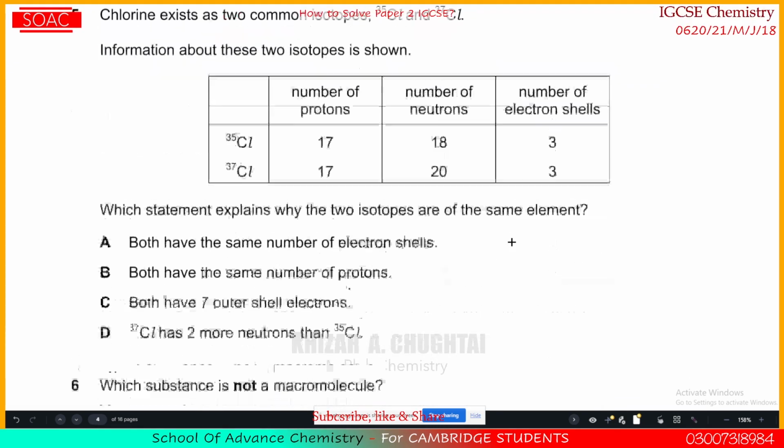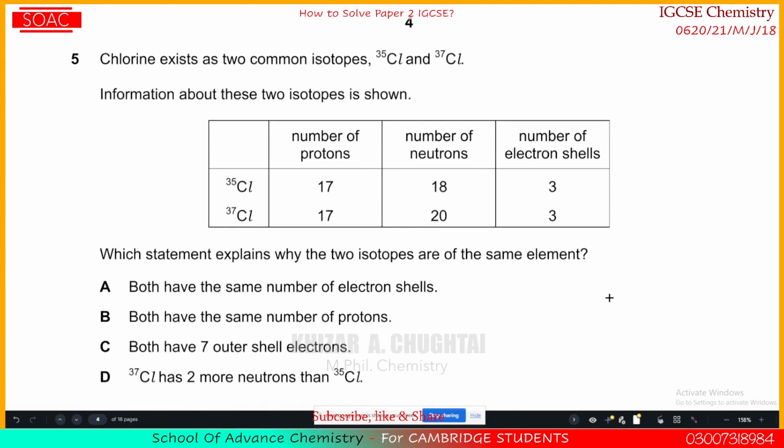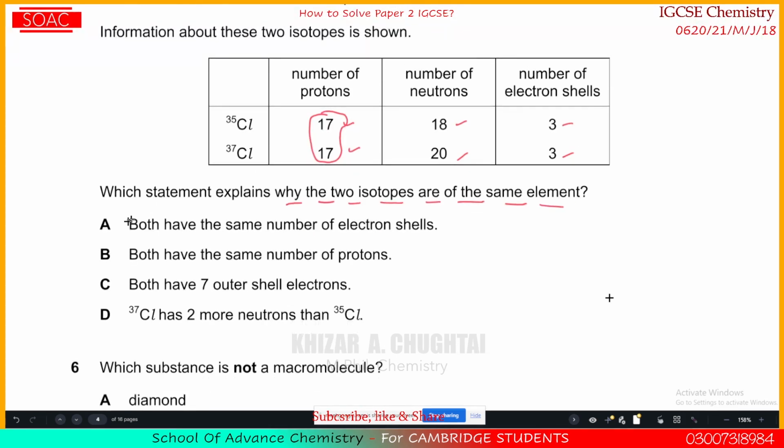Question number 5. Chlorine exists as two common isotopes, Cl-35 and Cl-37. Information about these two isotopes is shown over here: proton numbers, neutron numbers, number of shells. Which statement explains why the two isotopes are of the same element? Because they have the same proton number or atomic number. So basically the answer is B. The proton number is the identity of any element.